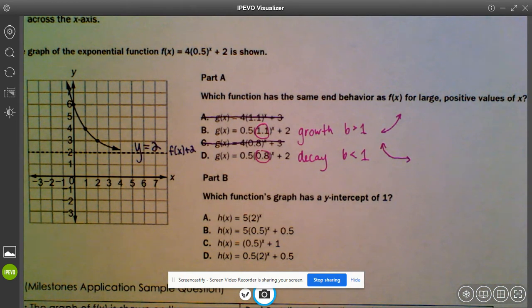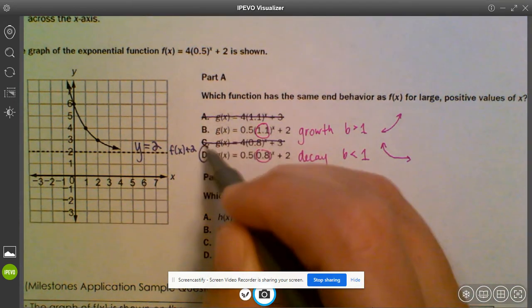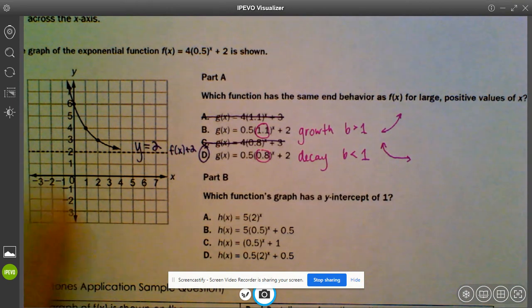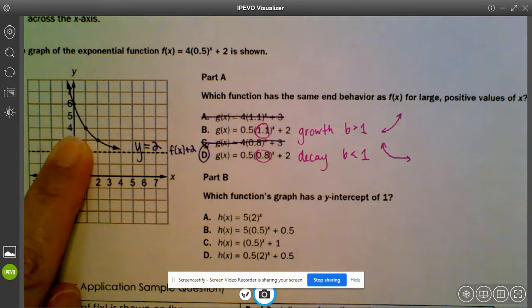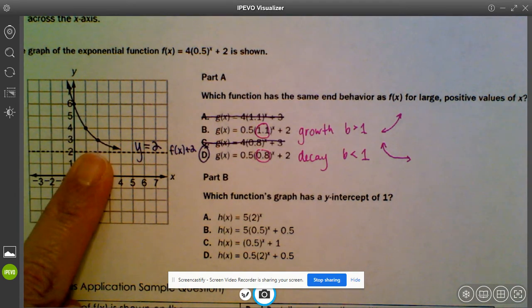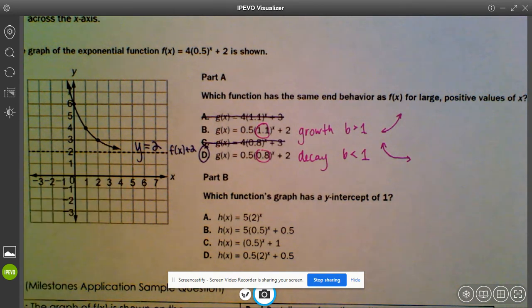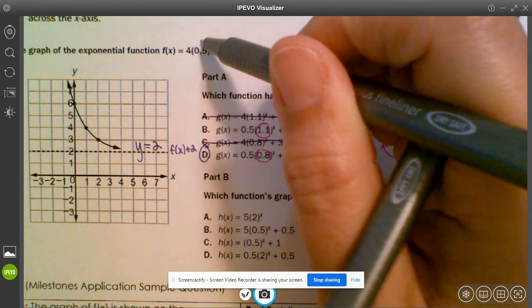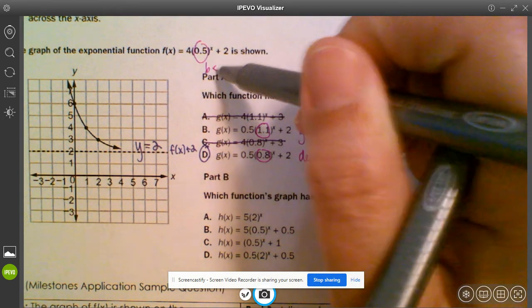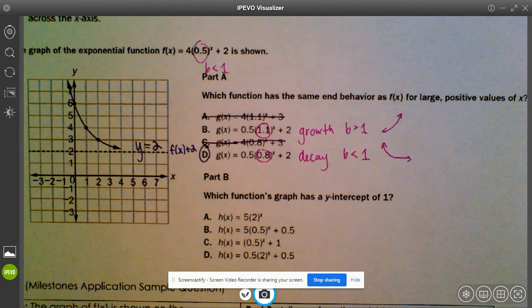So which one is it? Well, it's D, because this is decay. And how do I know it's decay? Well, it's decreasing from left to right, but it also has a base right here. Notice here the base is less than 1. Okay, so that's another way.